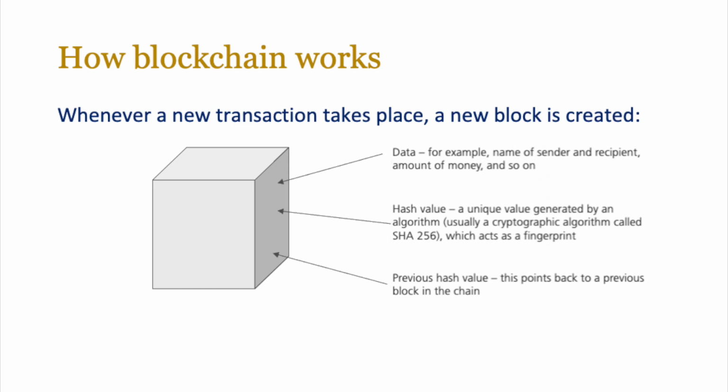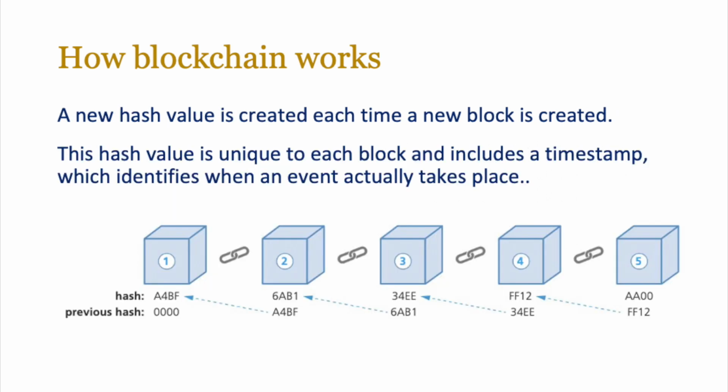The block also has the previous hash value, which points back to the previous block in the chain. Now, these hash values cannot be reverse engineered. They are very unique because they are one-way systems. So you put the data in, you get this hash value. If you alter the data, you get a new hash value, and you can't reverse engineer it. A new hash value is created each time a new block is created, and this hash value is unique to each block and includes a timestamp which identifies when an event actually took place. So if you look at the diagram on screen, you can see that the first block has a hash of A4BF, and the previous hash was 0000.